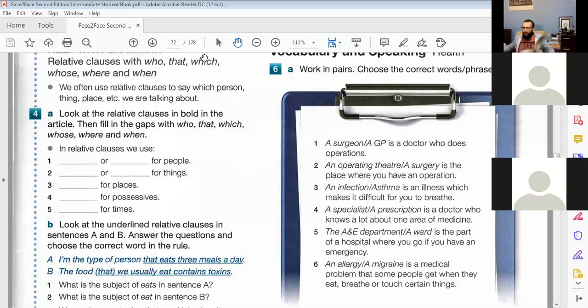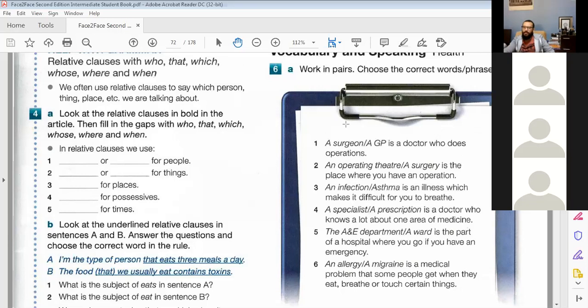What do you think? Which one? Which doctor does operations? What do you think? What does GP mean? I don't understand GP. It means general practitioner. It's short for general practitioner. But do you know surgeon? Yes, I think surgeon. Correct. Yes, surgeon is correct. So who does the operation? Is it the GP or is it the surgeon? Surgeon. A surgeon. That's correct.